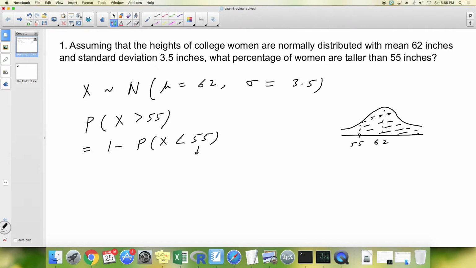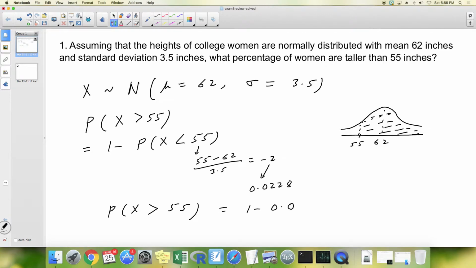First find the z-score. That's 55 minus 62 divided by 3.5, which is minus 2. And if you go to the z table and look up minus 2, you shall get 0.0228. So probability X bigger than 55 is 1 minus 0.0228, which is 0.9772.